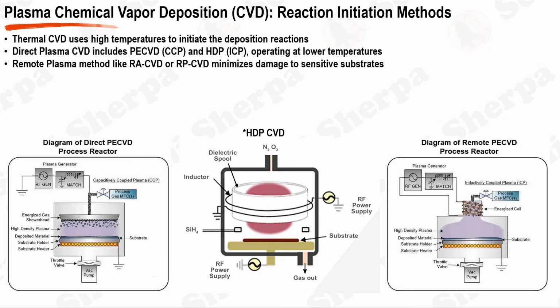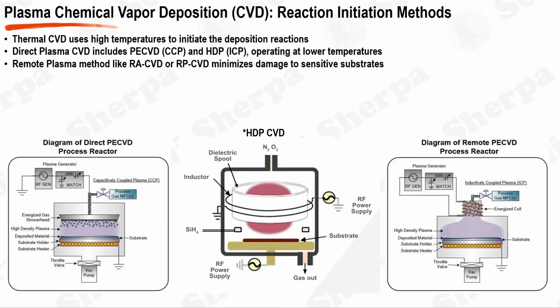The key difference between PECVD and HDP-CVD lies in the plasma generation method. PECVD uses capacitively coupled plasma, CCP, while HDP-CVD uses inductively coupled plasma, ICP, resulting in a denser and more energetic plasma that allows for faster deposition rates and better step coverage.